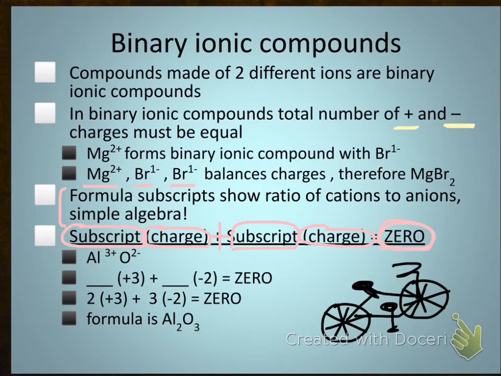So if we look at the example of Al3+ and O2-, the aluminum ion and the oxide ion, we know that our charge on aluminum is 3+, and our charge on oxide is 2-. Well, when we look at this, it seems like we should be able to figure out what would go in there to balance those. And in fact, if we multiply the 3+ by 2 and multiply the 2- by 3, we get 0. So our formula, because remember those are our subscripts, is Al2O3. Let's try another one.